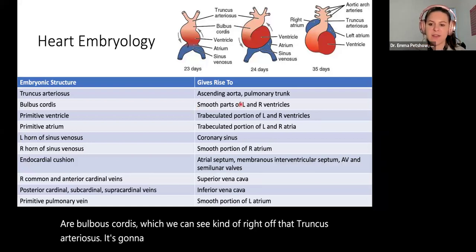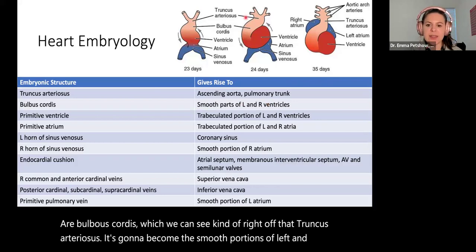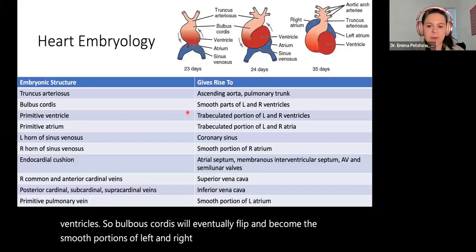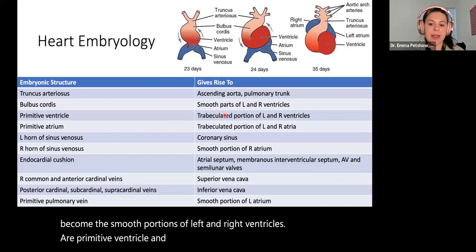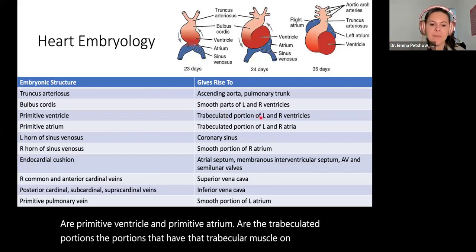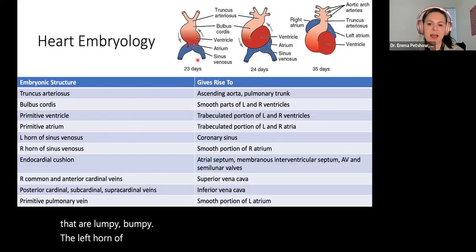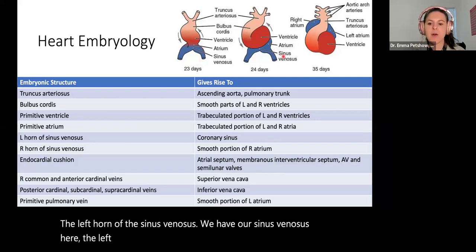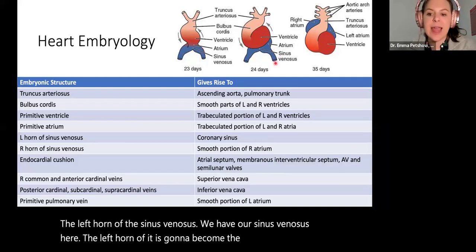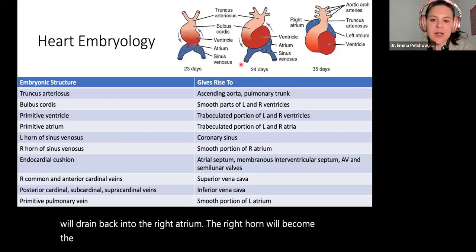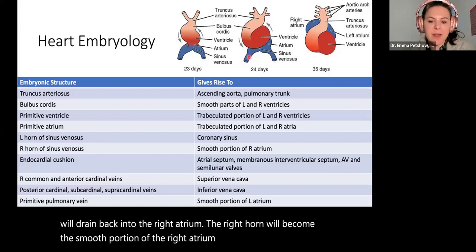Our bulbus cordis, which we can see kind of right off that truncus arteriosus, is going to become the smooth portions of left and right ventricles. So bulbus cordis will eventually flip and become the smooth portions of left and right ventricles. Our primitive ventricle and primitive atrium are the trabeculated portions, the portions that have that trabeculae muscle on them that are lumpy bumpy. The left horn of the sinus venosus is going to become the coronary sinus, which will drain back into the right atrium. The right horn will become the smooth portion of the right atrium that doesn't have pectinate muscle.